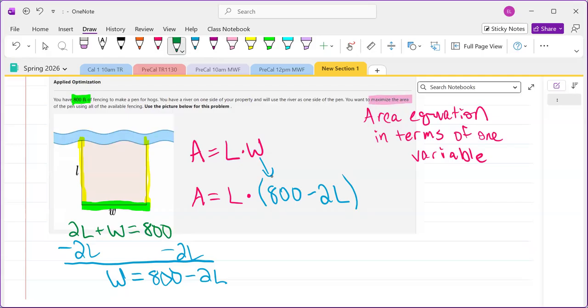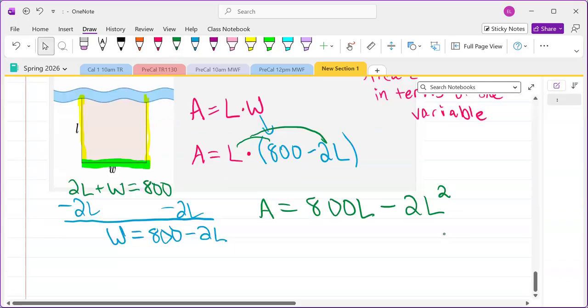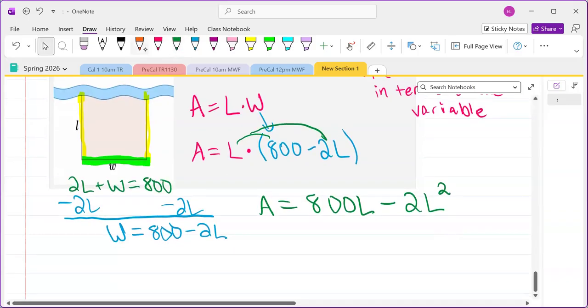All right, so now that we've got the parentheses, now we can see, oh, this L actually distributes. So we do have that 800L, but we have minus 2L squared. And that is what is going to make our derivative now work for us. So now optimization, it's all in terms of one variable. I can take the derivative and set it equal to 0.